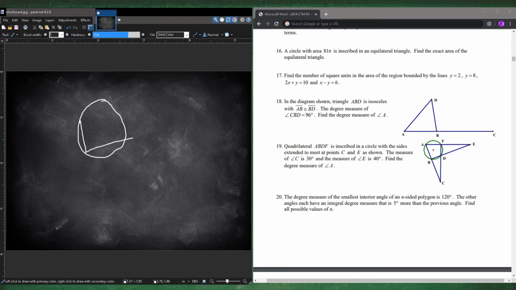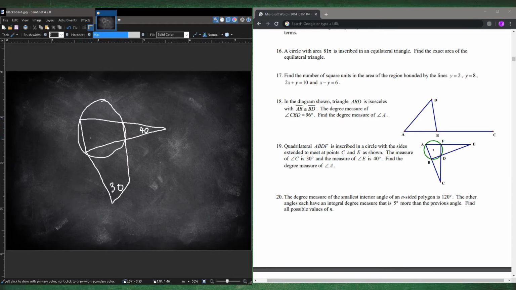So we have a triangle. I'll try my best to do this. It's not drawn to scale because I'm not good at drawing. So just pretend that this is pretty straight. I just don't want to make it really big. Okay, so angle C is 30. So let's say that's 30. Angle E is 40. So this is 40. Find the degree measure of A.